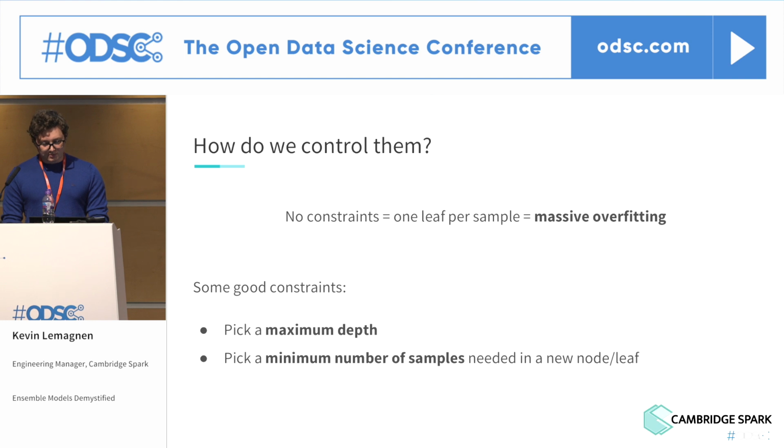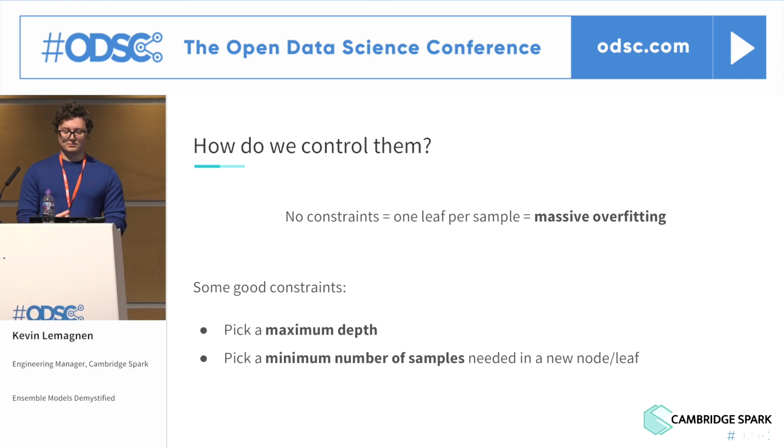Right, so now we know why we're using trees, but it's important to know how we can control them to make sure that they still work pretty well. If you don't have any constraints on your trees, what it will do is just keep building and splitting your data into binary rules until you have one leaf per sample. And that's massive overfitting. It will end up getting a decision path for every single sample you have in your data. So it's really important to put constraints on them and to adjust them accordingly.